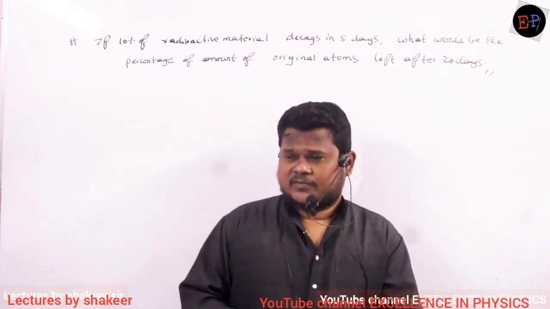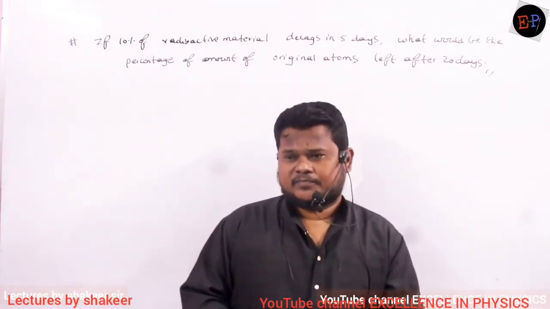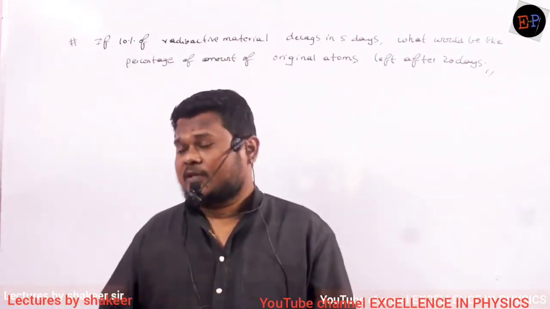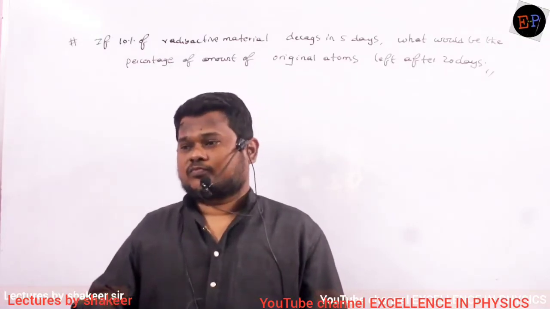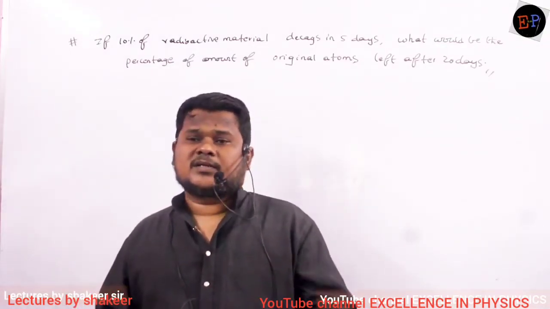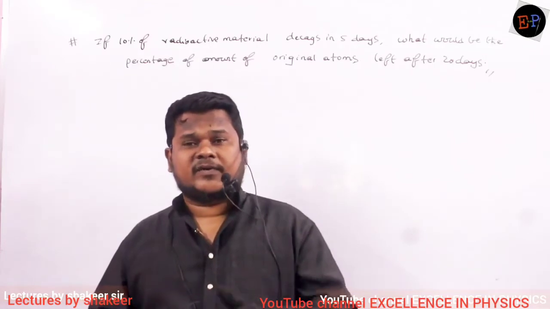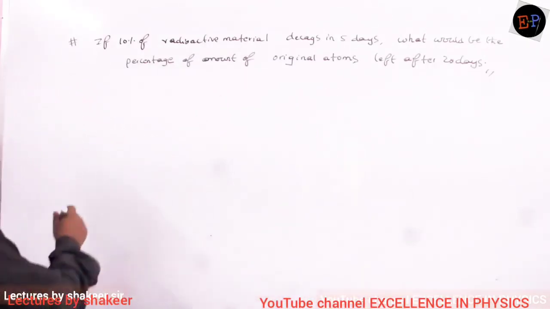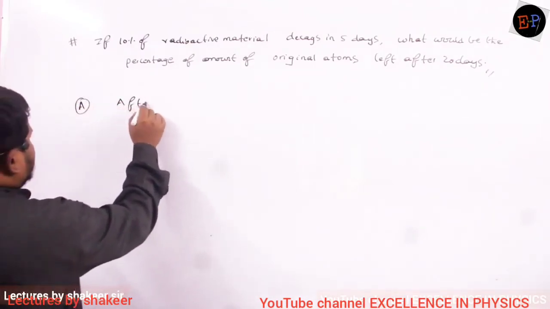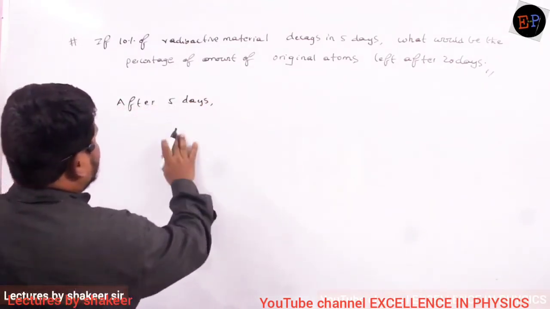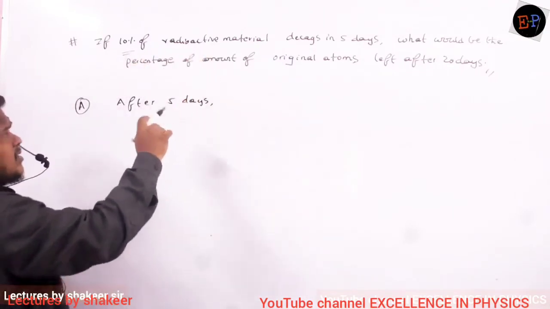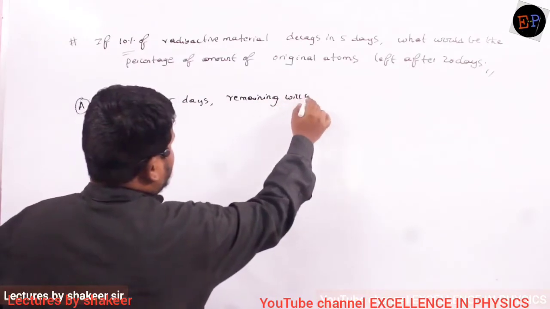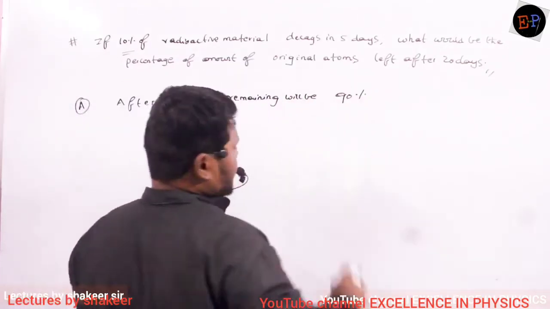After the first half-life, 1 by 2 of the atoms, n naught by 2, will be there. That is, 50% of the atoms have disintegrated. After the second half-life, n naught by 2 again by 2, n naught by 4. It means 25% are remaining, 75% have disintegrated after just 2 half-lives. The same procedure you can apply here also. So after 5 days, how much percent has disintegrated? 10%. It means remaining will be how much? Remaining will be 90%. That's all.